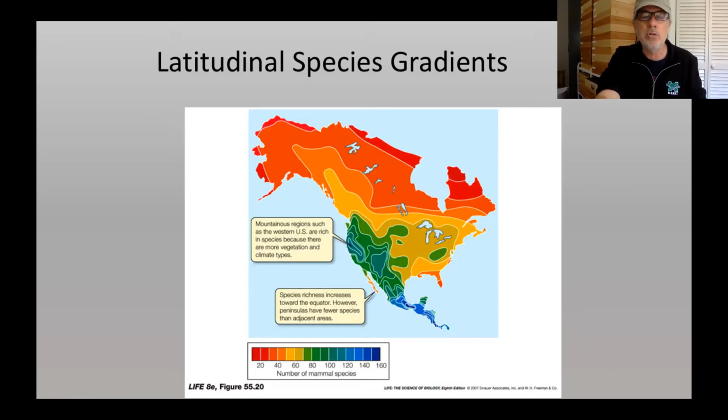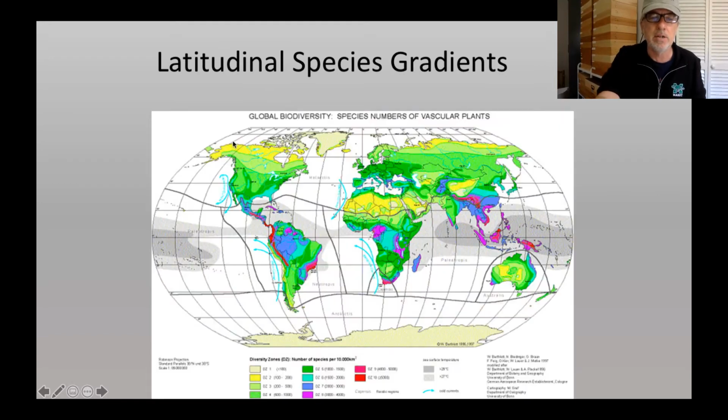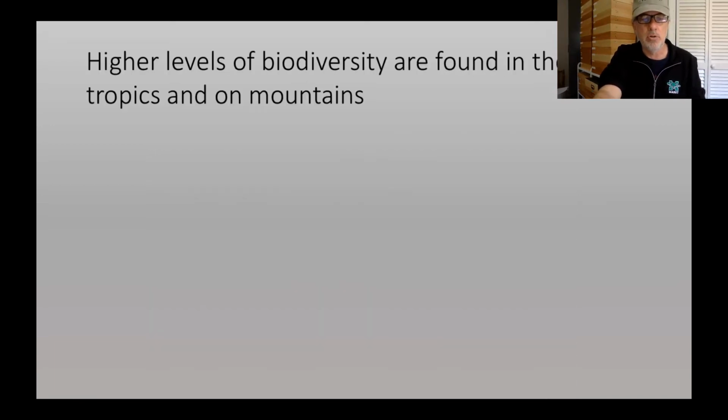This pattern holds for all sorts of taxa. Here is a latitudinal species gradient for mammals coming from Panama and Central America all the way up once again to the North American Arctic. And here is the latitudinal species gradient for plants. And once again, you can see that same pattern. Around the equator, you get the highest diversity. And you might notice some other interesting patterns as well. So this is a generalized phenomenon that biodiversity decreases as you move away from the equator.